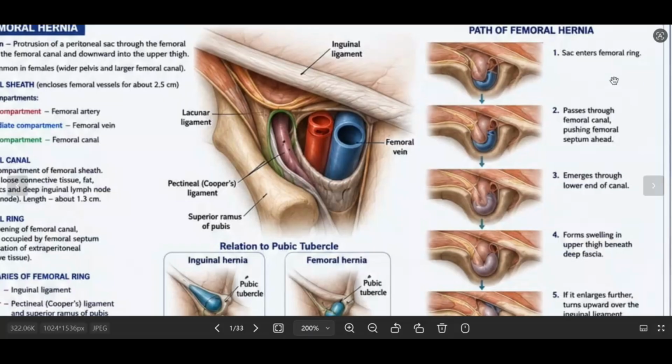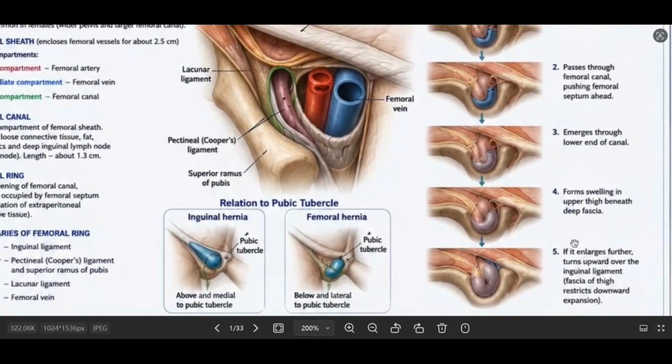Now let's study the course of the femoral hernia. According to our book, the first step is that the sac enters the femoral ring. The peritoneal sac, because of the increased abdominal pressure or a weak femoral ring, passes through the femoral canal, pushing the femoral septum ahead. Then on the third step, it is going to emerge through the lower end of the canal. After emerging from the lower end of the canal, it forms a swelling in the upper thigh beneath the deep fascia.